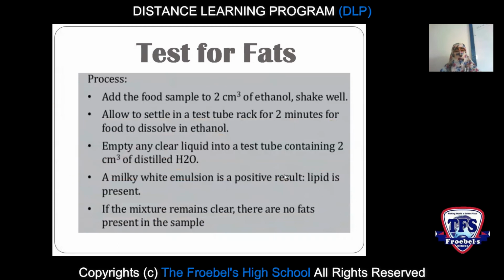Now for the test for fat, add food sample to 2 centimeter cube of ethanol, shake well, and allow to settle in a test tube rack for 2 minutes for the food to dissolve in ethanol. Empty any clear liquid into a test tube containing 2 centimeter cube of distilled water. A milky white emulsion is a positive result. Lipid is present. If the mixture remains clear, there are no fats present in the sample.